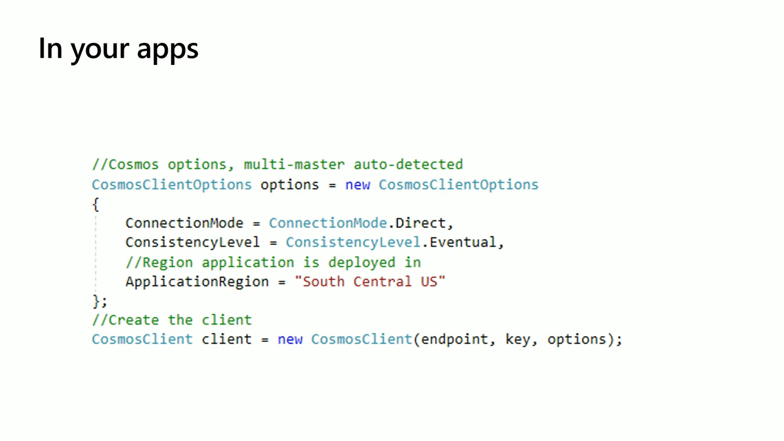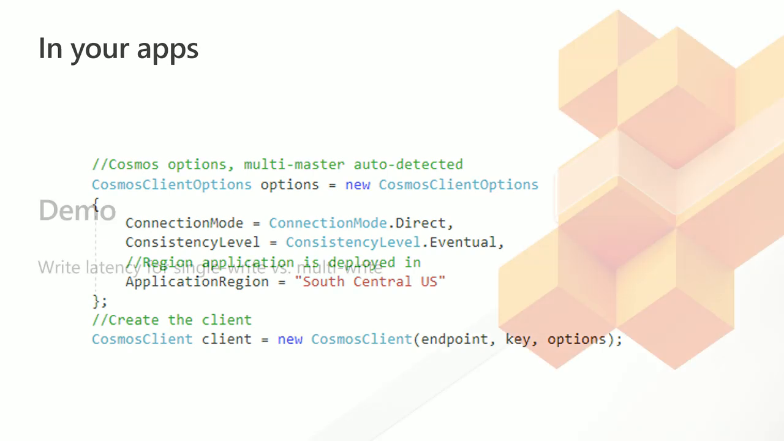And then in your apps, it's even simpler. You don't really have to do anything with our new SDK v3. It'll automatically detect if your account is multi-master enabled. One thing you do need to do within your application, for each region, is set the region that it's going to be running in so that it knows which replica to go talk to.